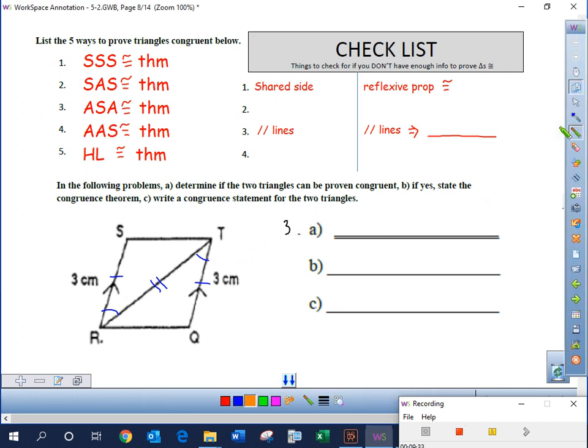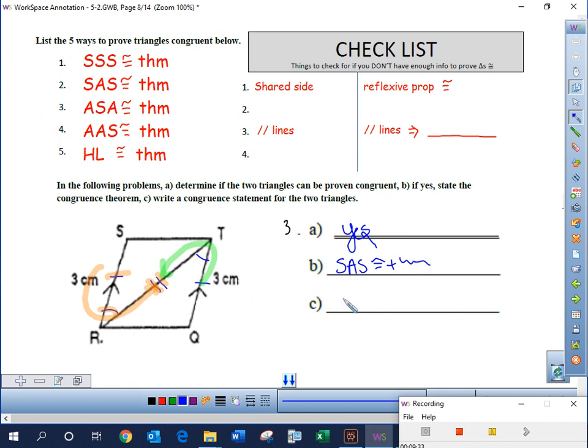So check it out. Now we've got to see if we have enough info to prove these two triangles congruent. Don't we have a side, then an angle, then a side in this situation? And don't we do the same thing here? We go side, angle, side. So yes, we do. We do have enough information by the side, angle, side congruence theorem.